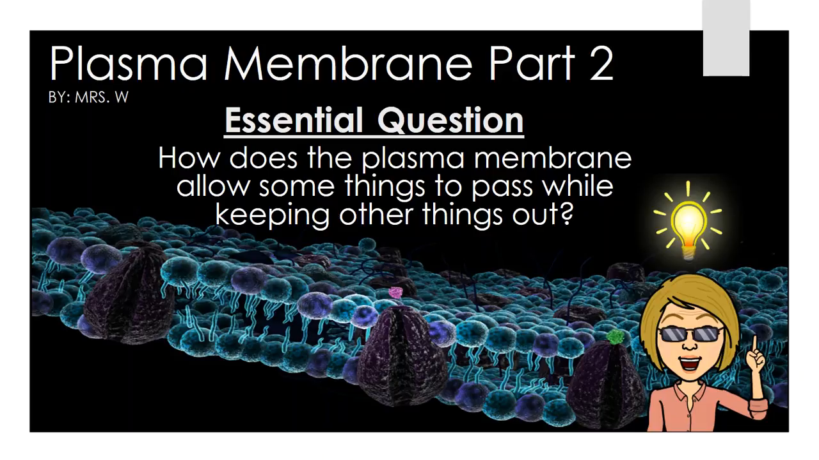As you guys know, there are probably things that we need to get into the cell, like food and oxygen, and there's things that we're going to need to get out, like waste products and carbon dioxide. So today we're going to look at, in this video, how that actually happens.